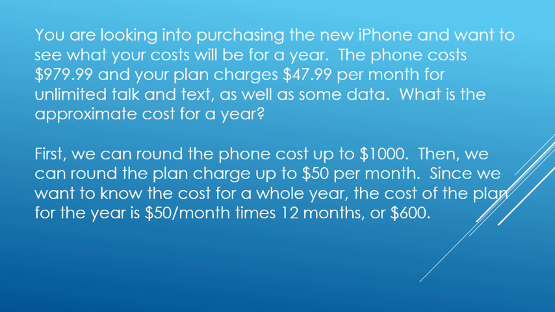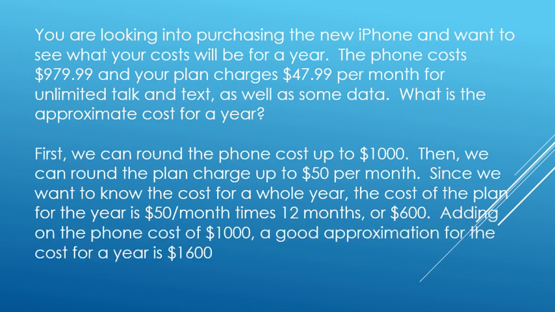Well, that's the cost per month. We want to know the cost for a whole year. There's 12 months in a year. So the cost of the plan for the entire year, $50 per month times 12 months, gives you $600. So if we add up the cost of the phone and the cost of the plan for the whole year, that gives us an estimate of $1,600. So we want to set $1,600 off to the side to cover the cost of the phone and the phone plan for one full year.